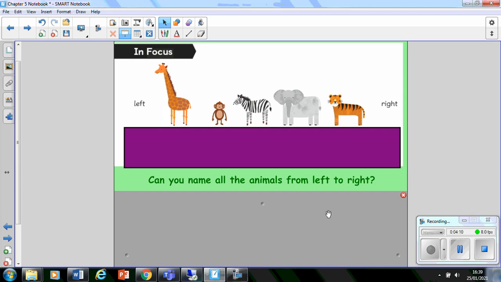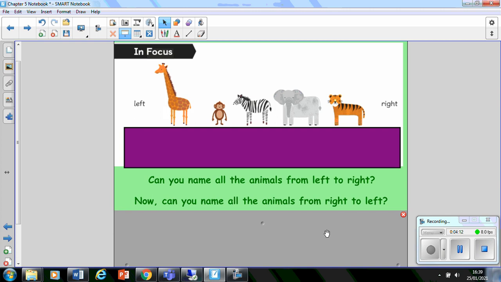Excellent. Now that you're back, I want you to name them from right to left. The right is here, it's written there. You've got to name them all the way from the right back to the left. If you've got your journal, please write these down. You can phonetically sound them out. It doesn't matter if you get the spellings wrong. If you would rather, you can draw pictures of the animals, that is also fine. When you have done that from right to left, please come back and we will explore another question.